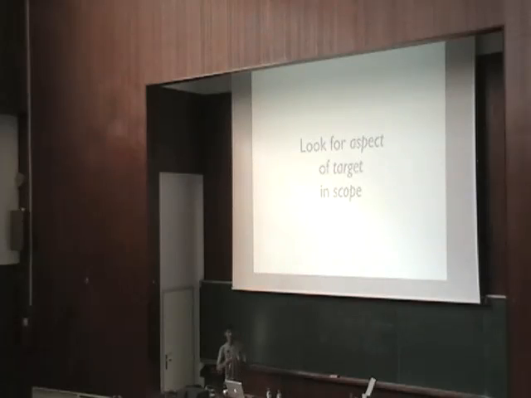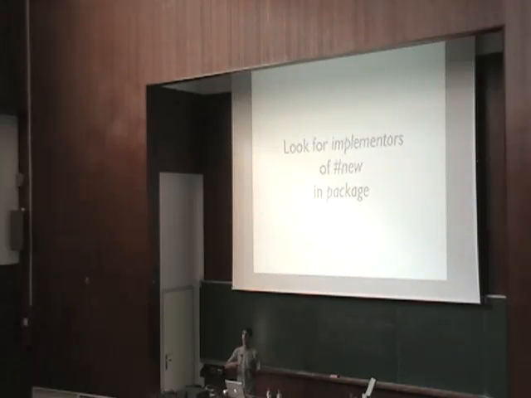Let's get it again. Look for senders of equal in this class. What I call aspect is senders. Aspect is the algorithm to search the target for. The target is equal, and the scope is this class. The next is implementers of new in package. Implementers is simply the aspect for looking at the code. Well, we want to look at the code for implementers. New is the target, and package is the scope.